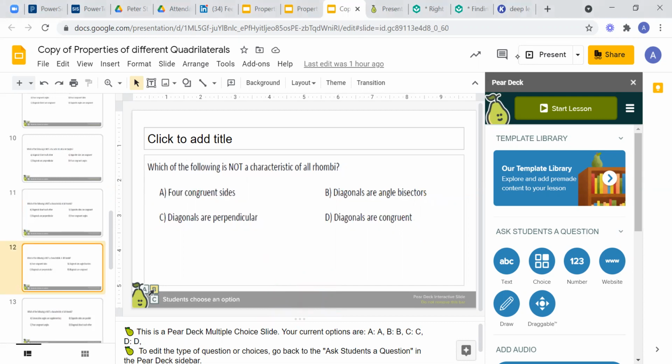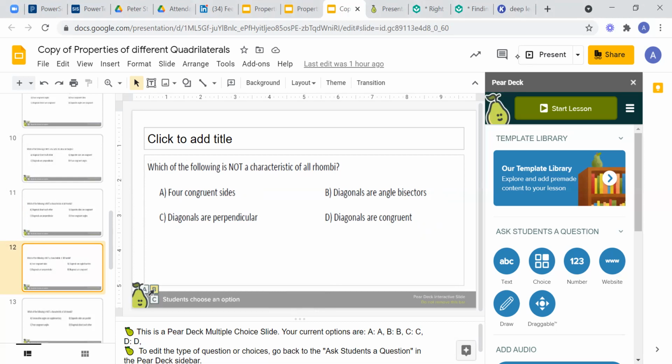And then, which of the following is not a characteristic of all rhombi? A? Okay. A is true because in a rhombus, all four sides are the same. B, the diagonals don't bisect each other. So B is wrong.